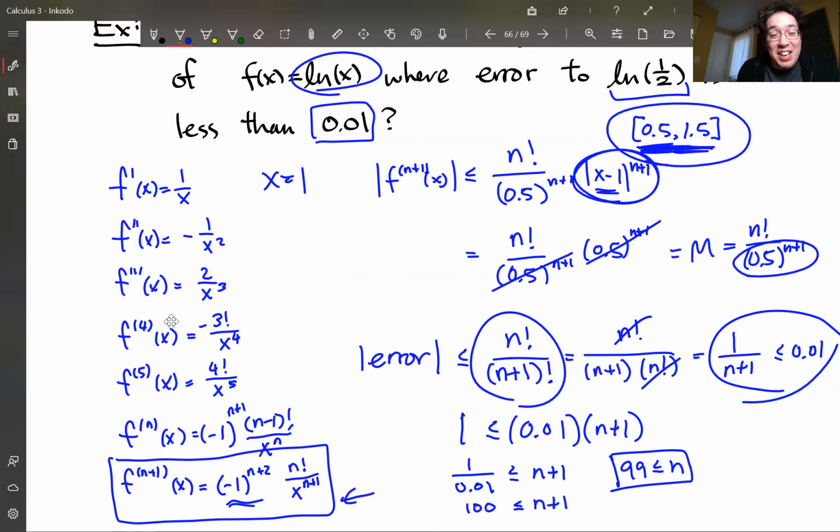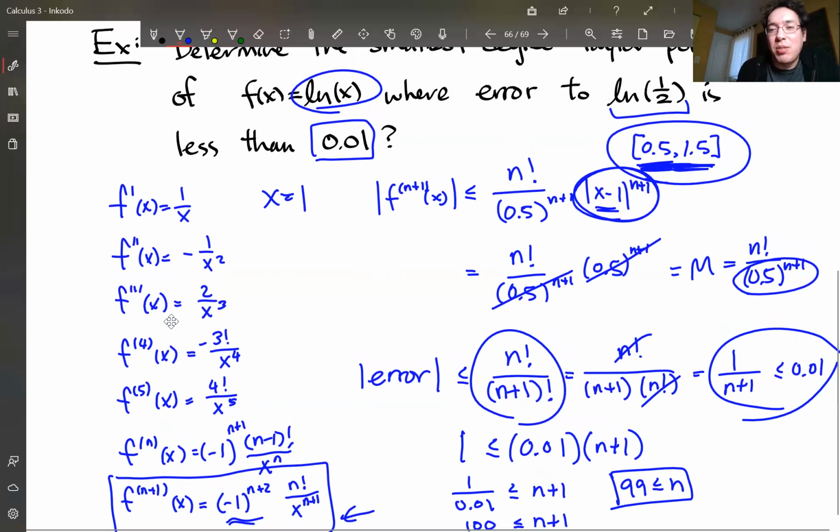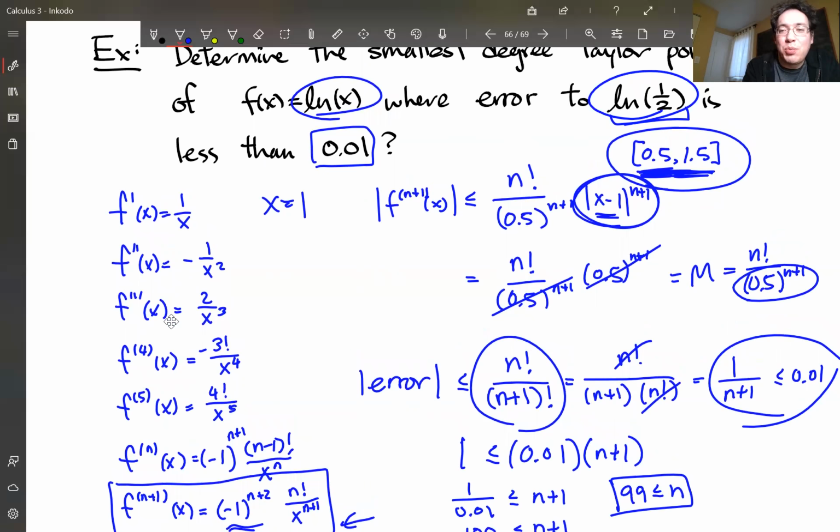So this is a lot of derivatives, but I guess we have the pattern, so it's not too bad. So we have to look at 99 terms in this series, sorry, the Taylor polynomial, to approximate natural log of 1/2 to within 0.01 of the true value in the worst case. But it actually works for the entire interval from 0.5 to 1.5. Okay, I hope that made sense.